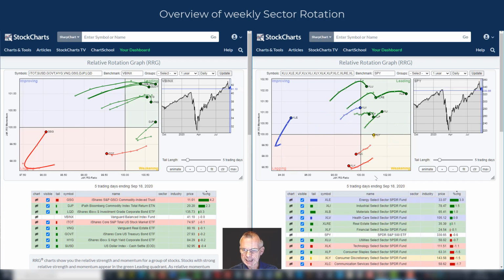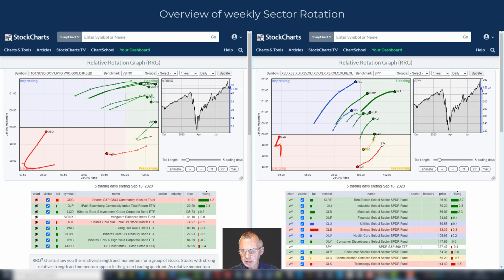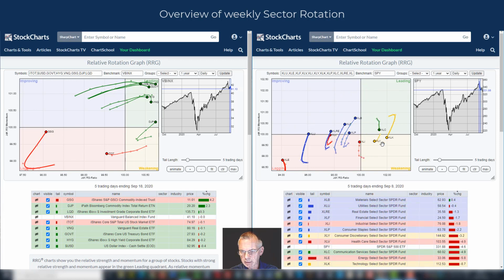And we see that the negative rotation for XLC and XLK has continued, and they're now both inside the lagging quadrant. And XLY actually separated itself from those two with a stable rotation. And just like if we highlight that, XLY, where are you?